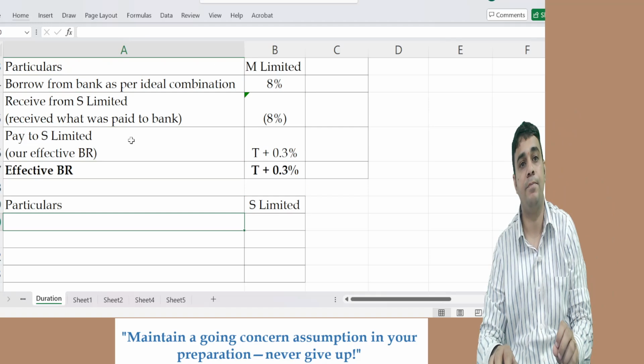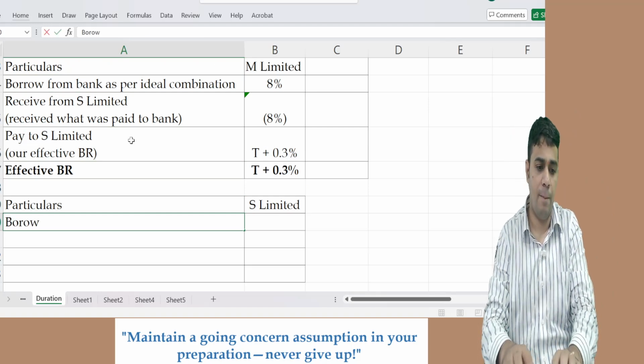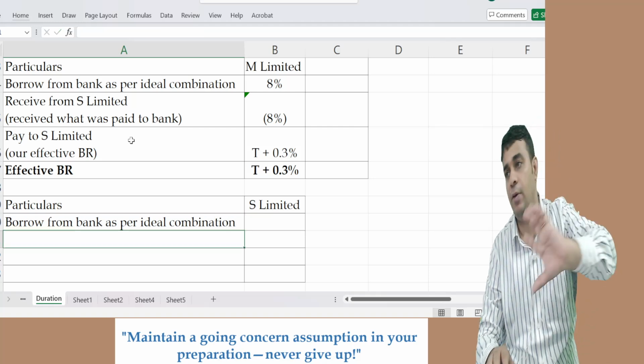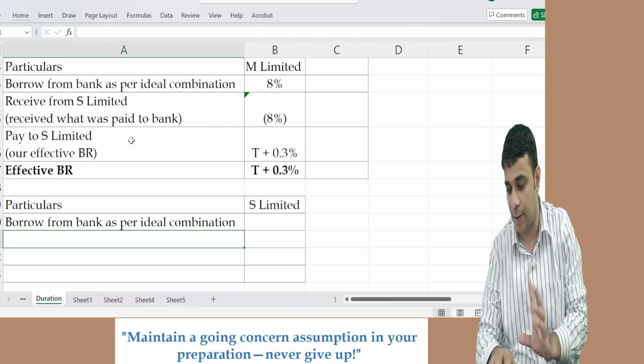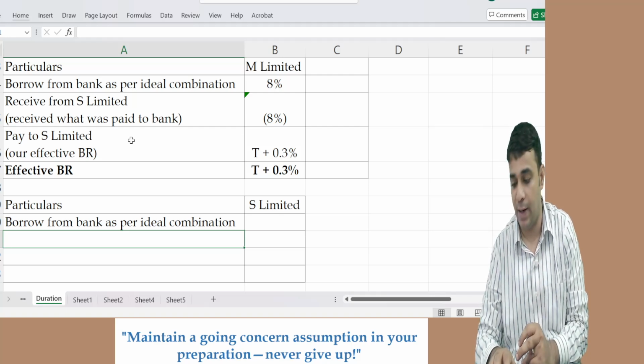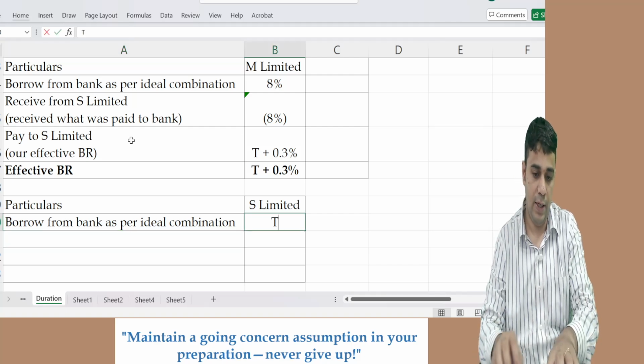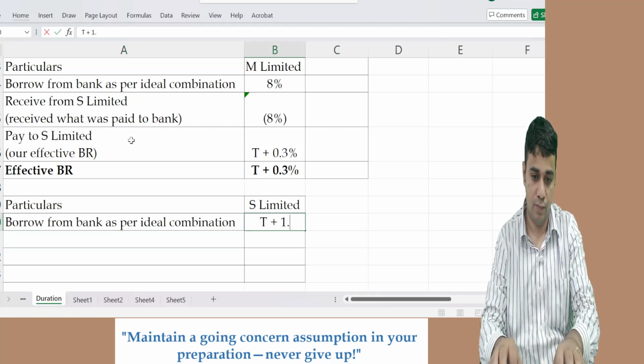S limited borrows from the bank as per the ideal combination. Once I am done with both, I'll be able to explain the concept again. Look at your ideal combination. Tell me, S limited will borrow at what rate? T plus 1.